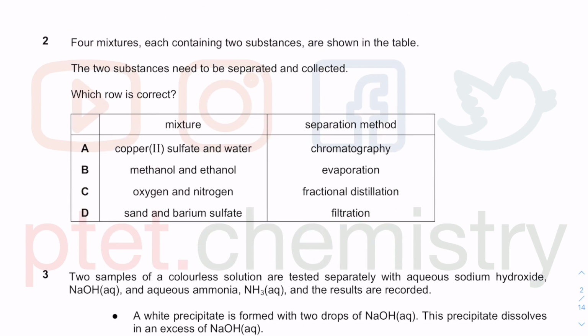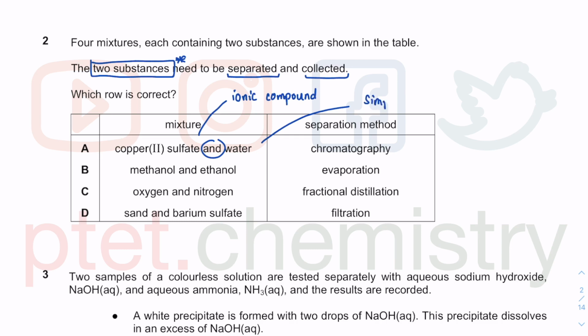Question 2, you have 4 mixtures, you have 2 substances that need to be separated and collected. So you cannot just collect one substance. It says the 2 substances need to be separated, and the 2 substances need to be collected. Now, copper(II) sulfate and water. Copper(II) sulfate is an ionic compound. It has a giant ionic structure, so it's a solid at room temperature and pressure. Water is a simple covalent molecule, so it has a simple covalent structure.